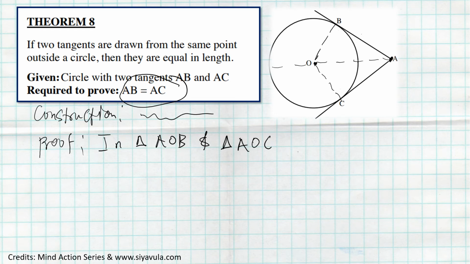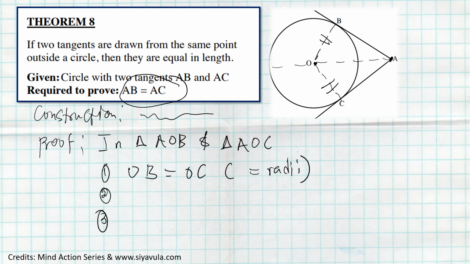AOC, right? We just want to identify three things that are equal. It can be angles and sides, or sides only. What do we know from those two triangles? We know that OB is a radius and OC is a radius. So OB is the same as OC, by equal radii. All radii are equal, right?